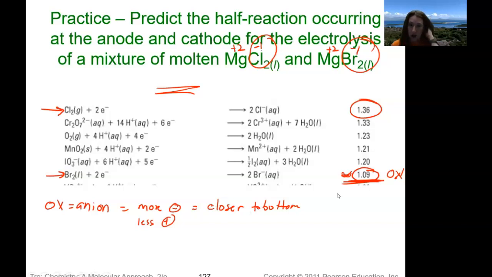Chlorine-ware reduction. And so when we do this, the question says predict the half reaction occurring at the anode and the cathode. Now remember, reduction always happens at the cathode, right? So our Mg, that's going to be our cathode. And our Br, this will be our anode. Right? And then you can just combine those in a half reaction.